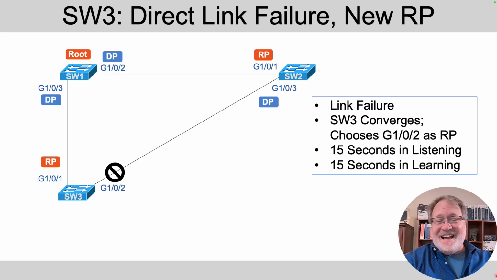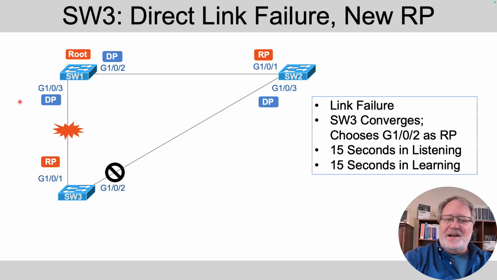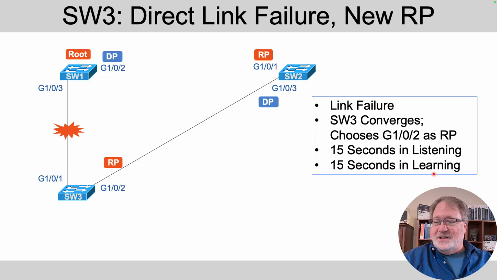Next, we're doing the exact same scenario again, but I've got debugs turned on the switch. So we're going to fail that other link by shutting down this interface. We're going to see switch 3 choose a new root port, gig 102. We'll see it go through the listening and learning states, but the debug messages are going to tell us that's happening. There'll be timestamps on those debug messages, so it'll be more obvious.